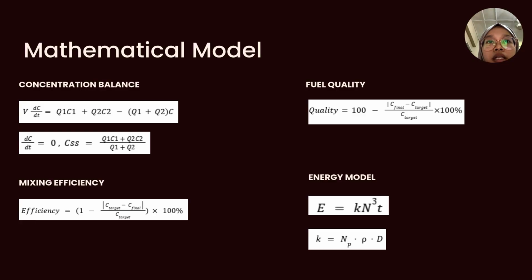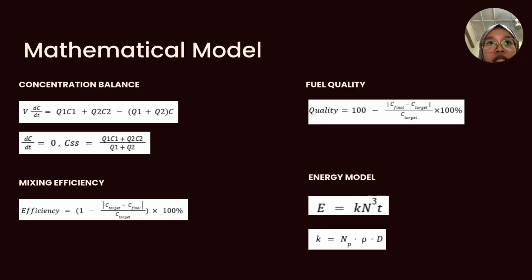Then we evaluate the fuel quality and mixing efficiency. Quality is 100 minus |C_final minus C_target| over C_target, times 100%. For mixing efficiency, it is 1 minus |C_target minus C_final| over C_target, times 100%. Both are expressed as percentages comparing the final and target octane numbers.